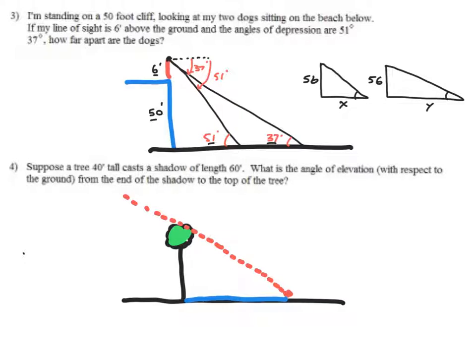Okay, so let's go back and see what the question says now. A 40-foot tree, so we know the tree is 40 feet, casts a shadow of length 60 feet. And it says, what is the angle of elevation? Well, this is the angle of elevation here. The angle of elevation always equals the angle of depression going the other way, and we'll just prove that. So the angle of depression would be this angle here. So angle of elevation equals the angle of depression, so we've got to find theta, and we're going to use tan to find it. Easy question, find tan.